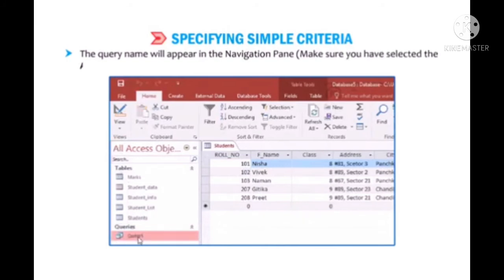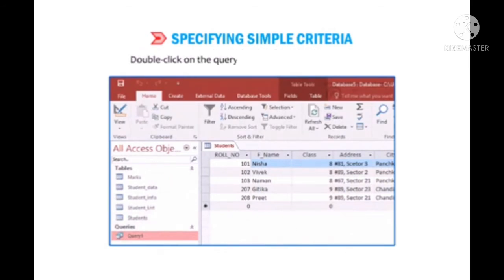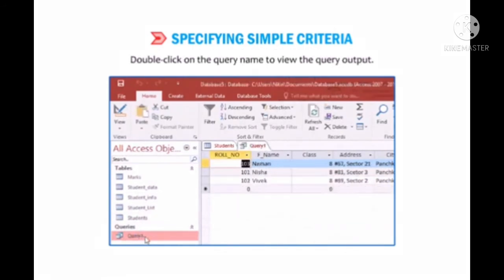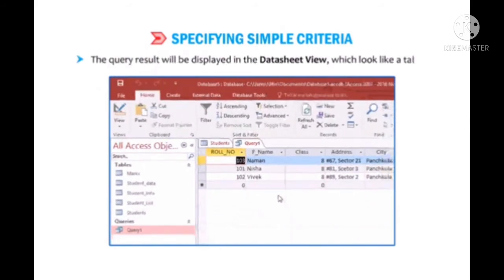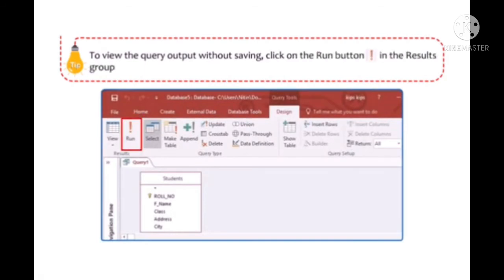Make sure you have selected the All Access Objects option from the drop-down menu in the navigation pane. Double click on the query name to view the query output. The query result will be displayed in the datasheet view, which looks like a table. Let me give a tip. To view the query output without saving, click on the Run button in the Results group on the Design tab.